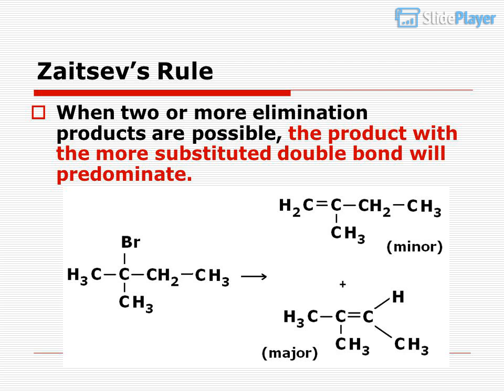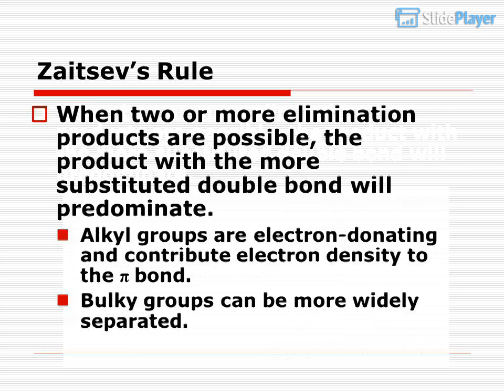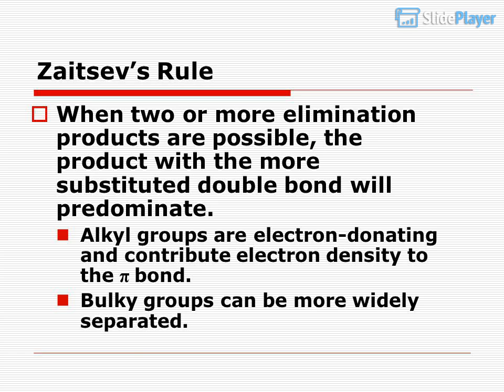Zaitsev's rule. When 2 or more elimination products are possible, the product with the more substituted double bond will predominate. Alkyl groups are electron donating and contribute electron density to the pi bond. Bulky groups can be more widely separated.